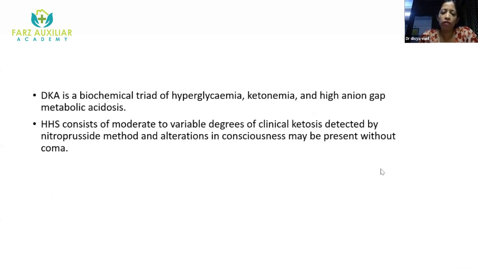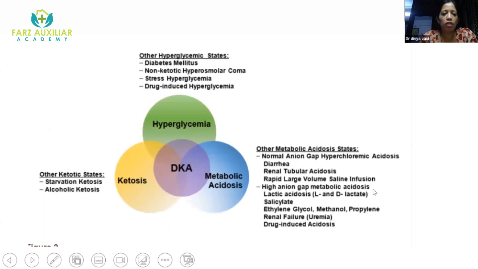Both these conditions present with hyperglycemia and an absolute or relative insulin deficiency. So what happens in DKA? It is a triad. There is hyperglycemia, ketonemia, and a high anion gap metabolic acidosis, whereas in the hyperosmolar state a variable degree of clinical ketosis is present, and there is an alteration in consciousness, which may be there to a varying degree. Maybe coma is not there, but there is hyperglycemia, ketosis, and some degree of altered sensorium. So in diabetic ketoacidosis, as you can see, there is presence of all three: hyperglycemia, ketosis, as well as a high anion gap metabolic acidosis.